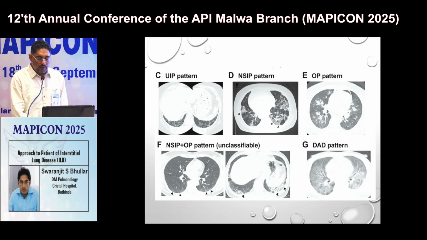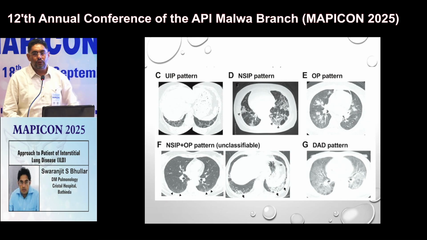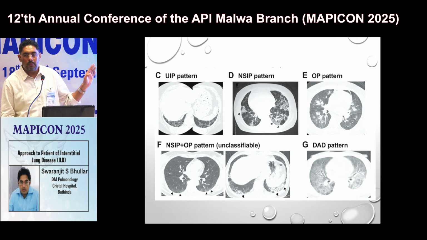Then one more important thing you should know is the DAD pattern. This is called diffuse alveolar damage: a lot of ground glass and consolidations throughout the lung fields. This DAD pattern is present in Goodpasture's, in ARDS, and also in acute interstitial pneumonia, previously called Hamman-Rich syndrome. So the DAD pattern is comparatively rare in ILD.